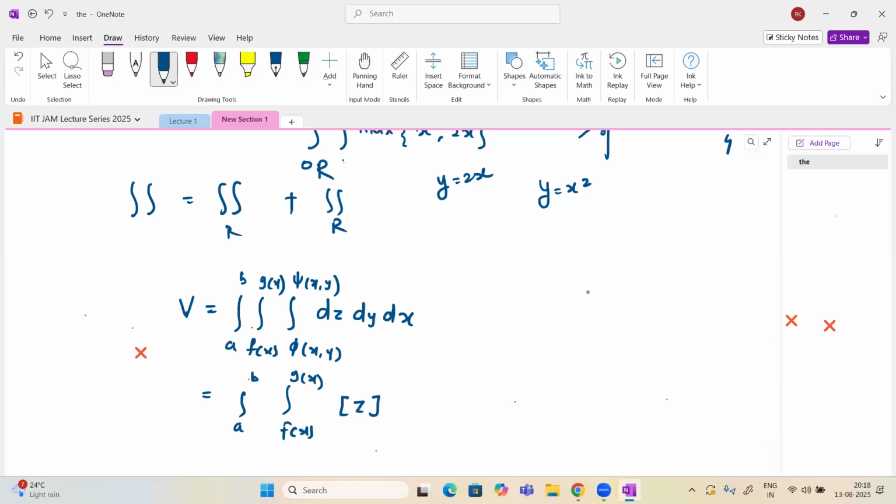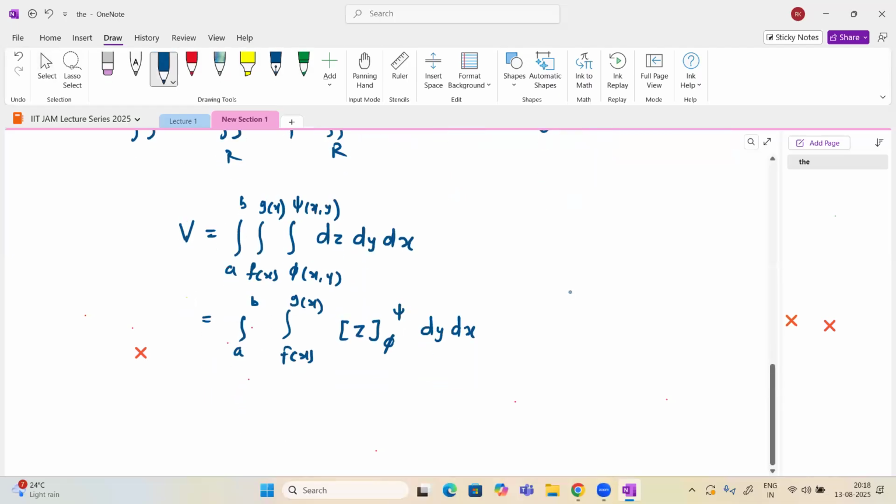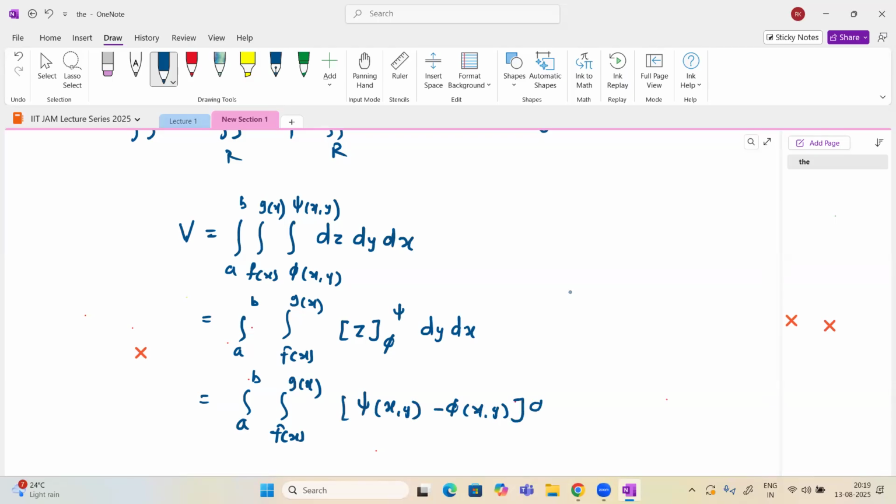Agree with me? Put the upper limit and lower limit. What will you get? Psi of xy minus phi of xy, dy dx. Getting the point? Again, we get a double integration.